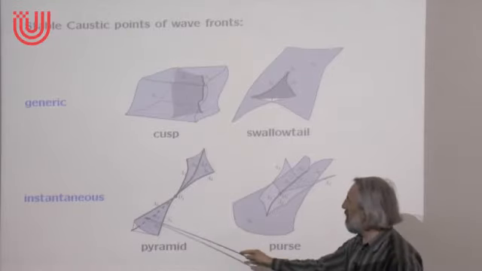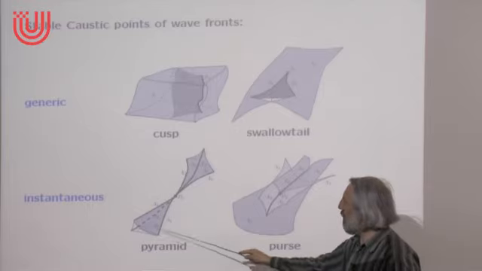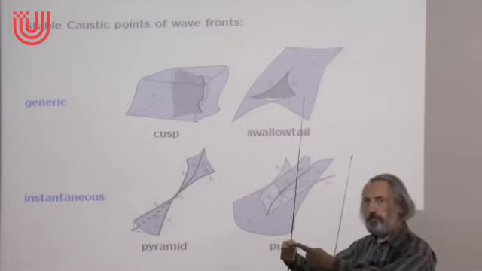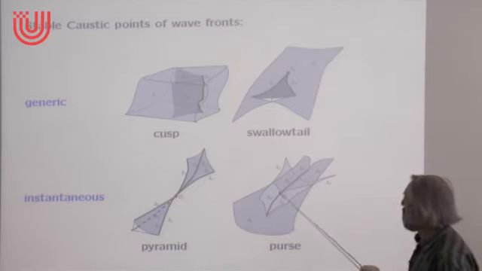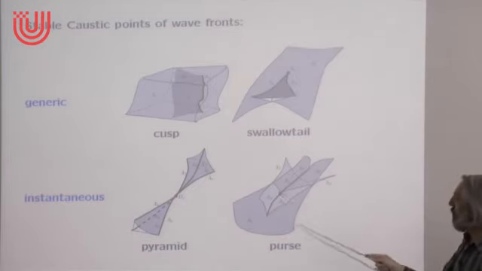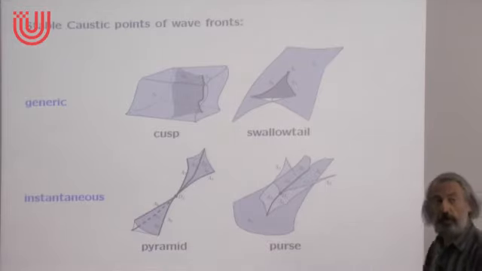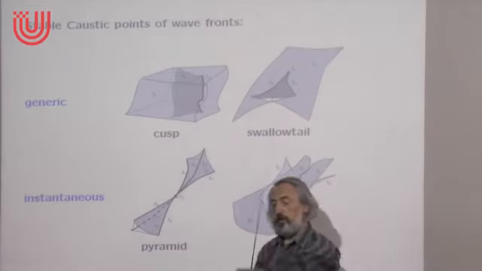So a pyramid consists of three cusp ridges coming from one side, and three cusp ridges coming from the other side, and they meet head-on. That's what we call a pyramid. And a purse consists of two cusp ridges, one from one side and one from the other side, and they meet head-on. And that's it. Everything else is unstable.